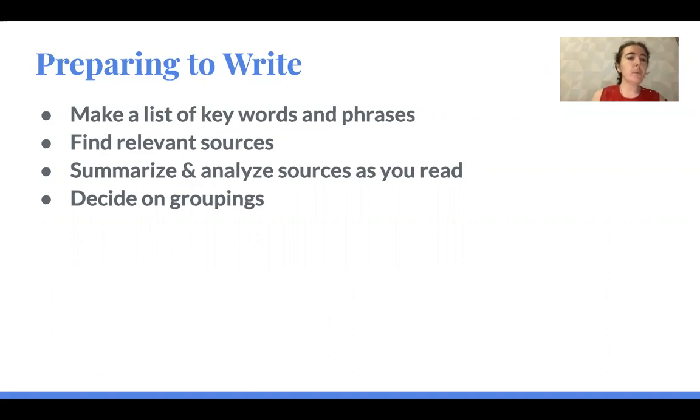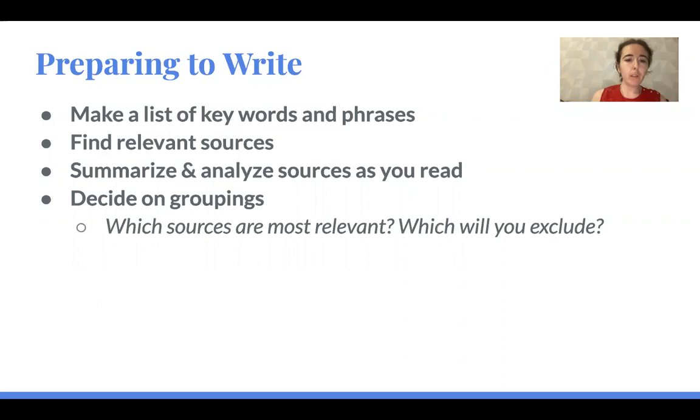And then you're going to decide on groupings. How am I going to group things? How am I going to present all that I've researched and all that I've read to my readers? So the first thing you should decide is which sources are most relevant, which will you exclude?